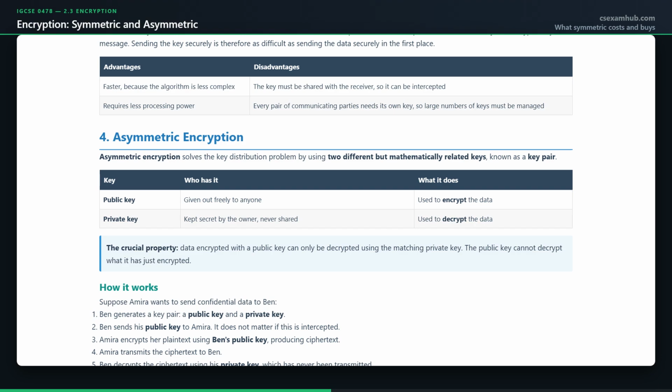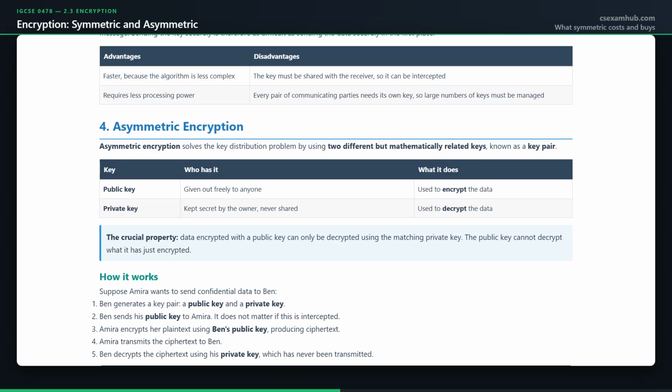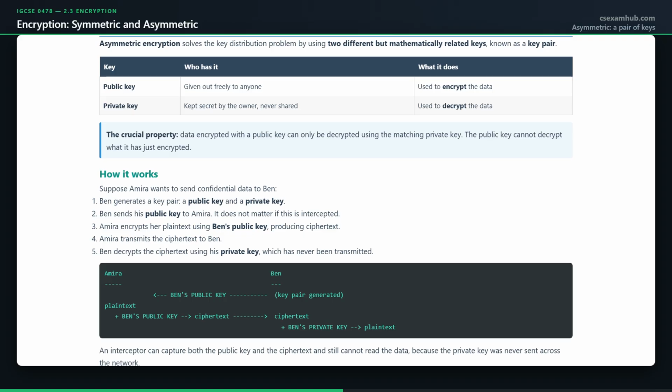Both of those disadvantages come from the same root. One key doing 2 jobs means that key has to travel. Fix that, and you fix both. Asymmetric encryption fixes it, and the idea is genuinely elegant.